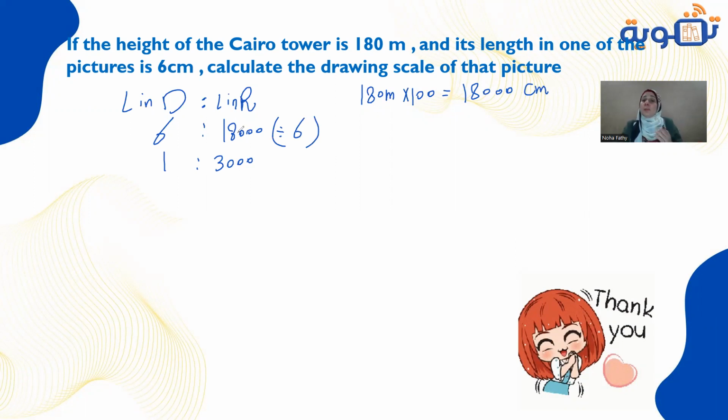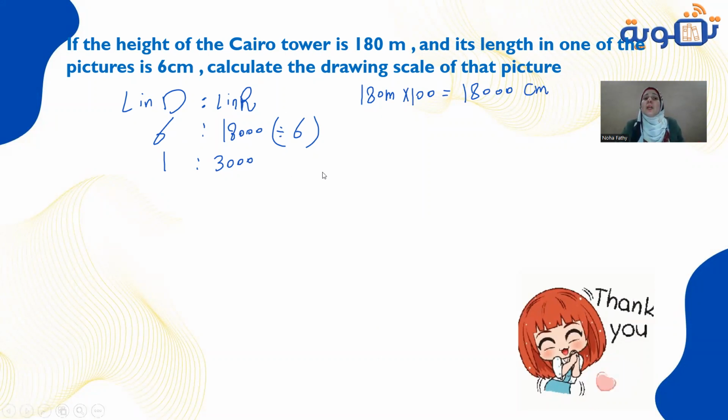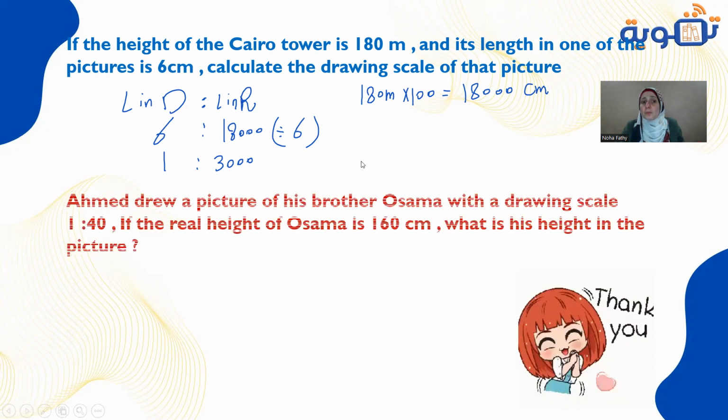Does this ratio represent magnification or reduction? Of course, it represents reduction, because 1 over 3,000 gives me a number less than 1. Because the length in drawing is less than the length in reality, 1 is less than 3,000. So this is reduction or minimization.